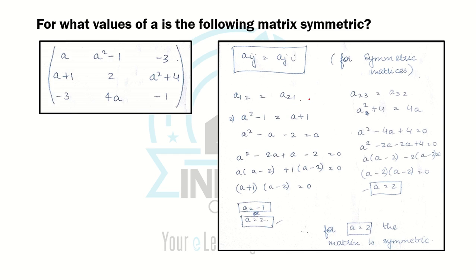You have A12 is equal to A21. When you equate A squared minus 1 with A plus 1, the two values of A that you're left with are minus 1 and 2. However, when you do A23 is equal to A32, the only value of A that you get is A is equal to 2. So this means that after these two steps, you can reject A equal to minus 1 and you can actually get A equals 2 as your final answer.